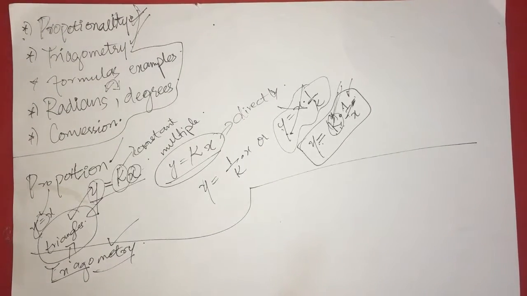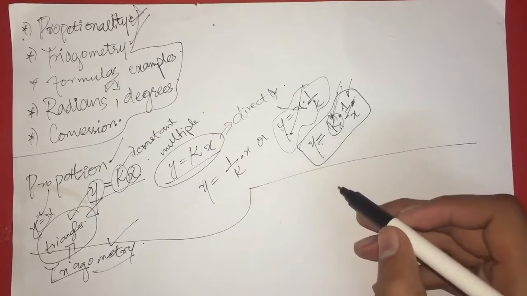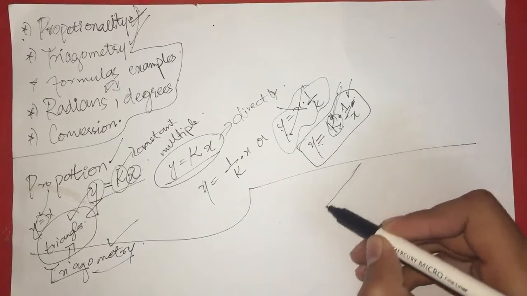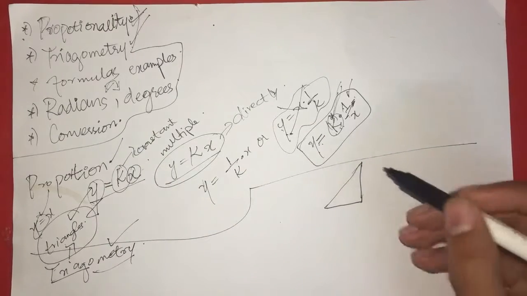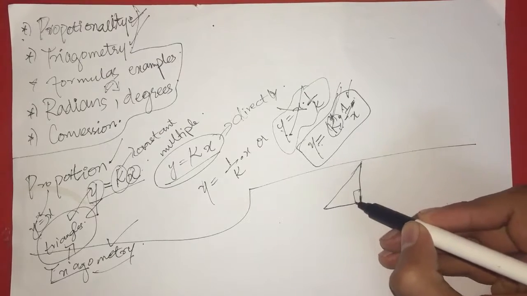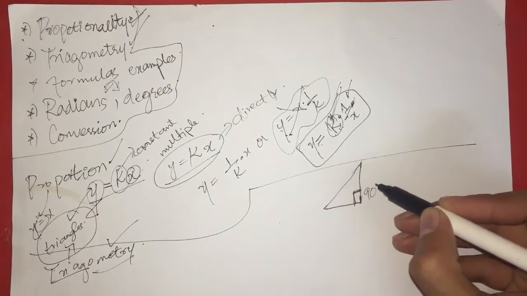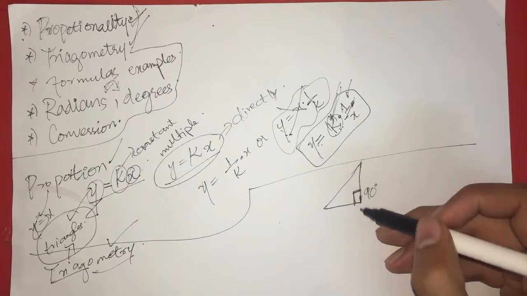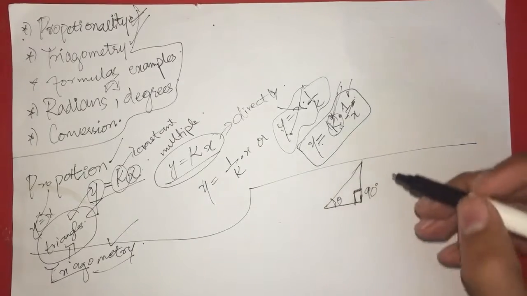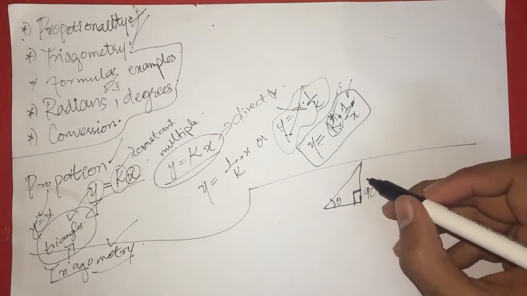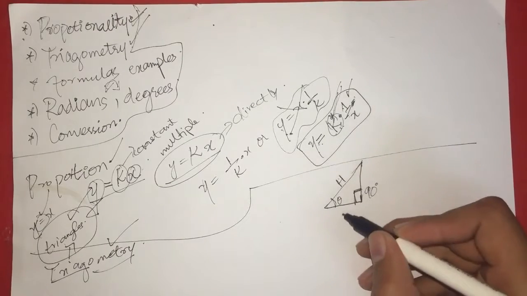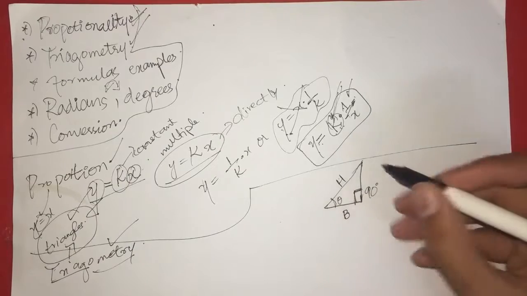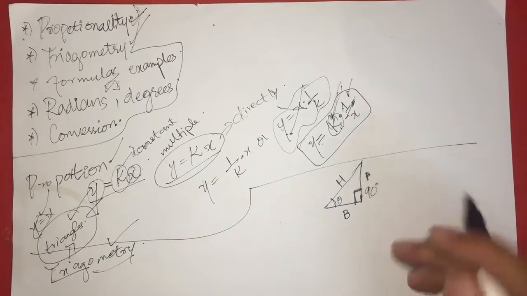We have different trigonometric functions. Let me draw a right angle triangle, because here we are going to study triangles. Here we have a 90-degree angle, it's a right angle triangle, and it's perpendicular. Here I have theta. This is our hypotenuse, this is our base, and this is our perpendicular. So this is our right angle triangle.